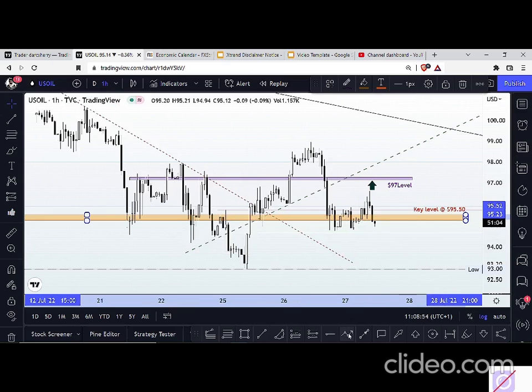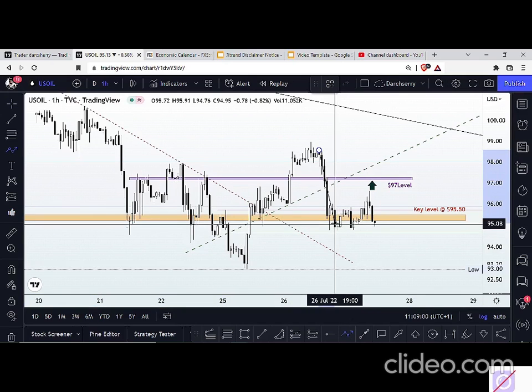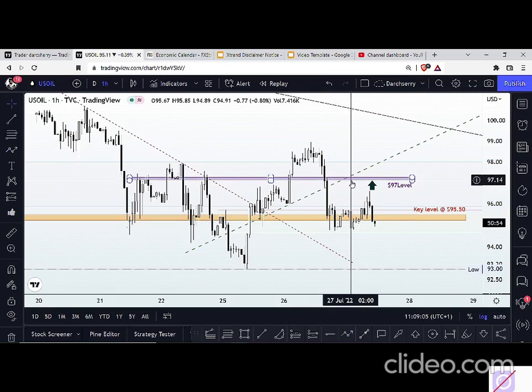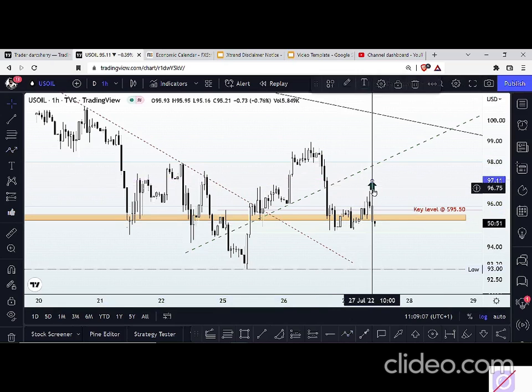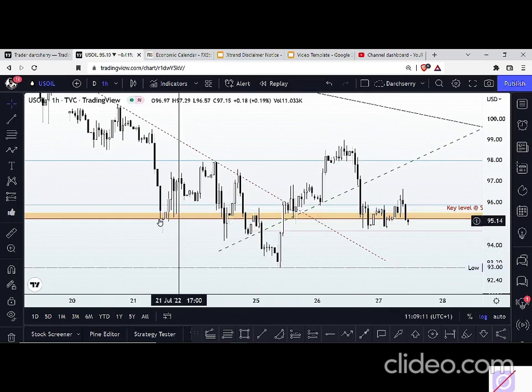Now that we have this move from this area, we saw this move from this area down into our key level at the $95.50 area. So what this simply means at this point, first of all, I would like to delete this as this is no longer relevant at this point. And then let's look at the structure we have here between the 21st of July and now.